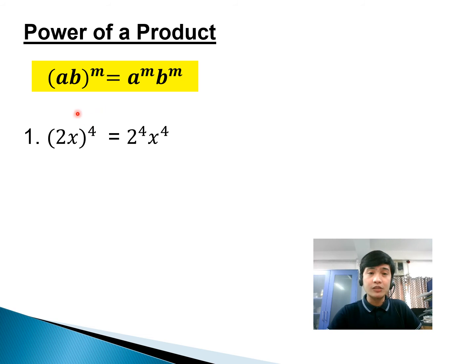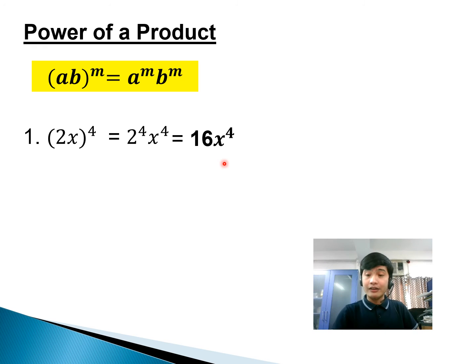So, we have 2 raised to the 4th power and then x raised to the 4th power. Simplifying this further, you have 16x raised to the 4th power, because 2 raised to the 4th power means 2 times 2 times 2 times 2, that is 16. Therefore, our answer for number 1 is 16x to the 4th power.